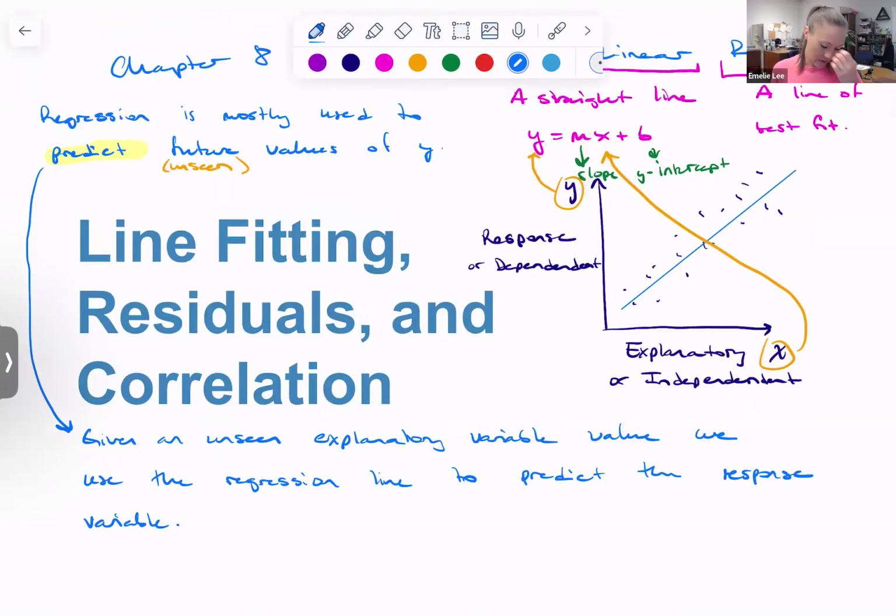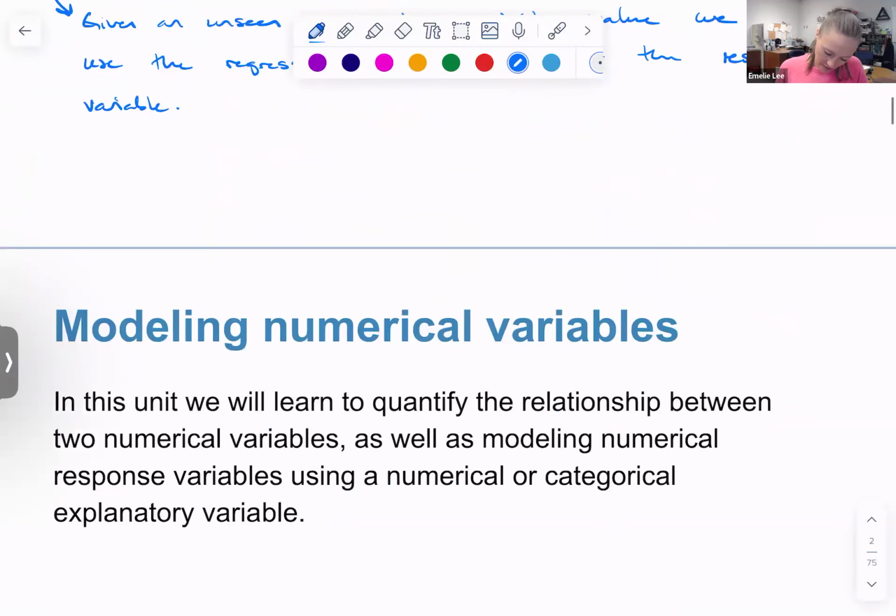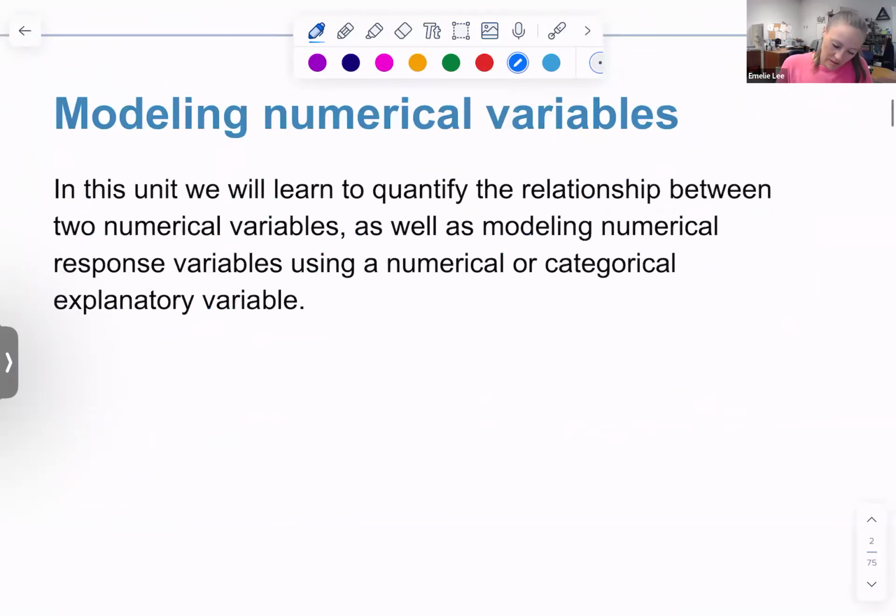Okay. So we need to develop this idea. We're going to learn to quantify the relationship between two numerical variables. So x is numerical and y is numerical. In fact, as long as we have a numerical response variable, we can use either a numerical or a categorical explanatory variable. And so we'll see that.